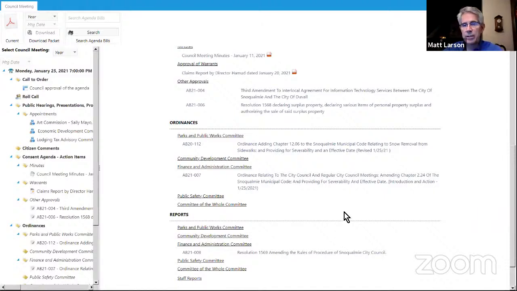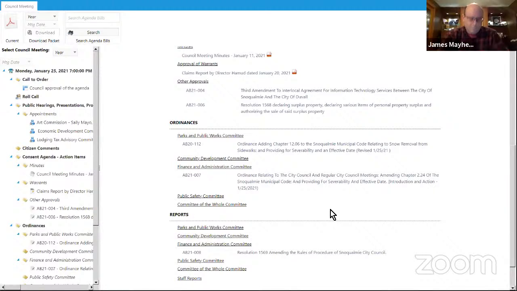Are there any other comments at this time? Hearing none, all those in favor of approving the warrants, say aye. Aye. Those opposed, say nay. No. All right, motion passes 6-1. With that, we will move on to Parks and Public Works Committee.